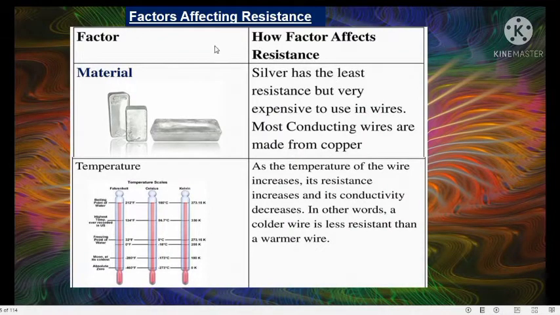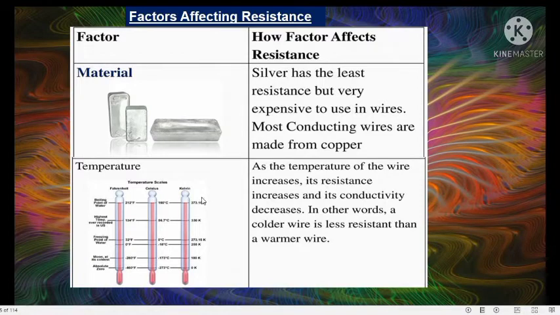Okay, let's look at factors affecting resistance. The first factor is material of conductor. How does this factor, material, affect resistance? For example, silver has the least resistance but is very expensive to use in wires. So most conducting wires are made from copper. So different types of material will have different resistance.